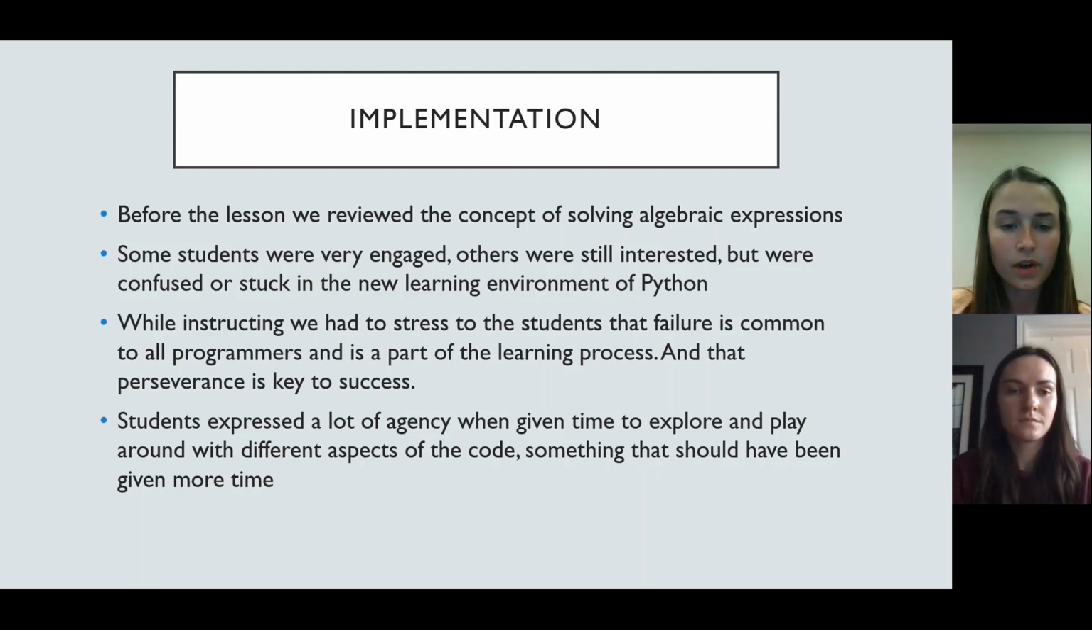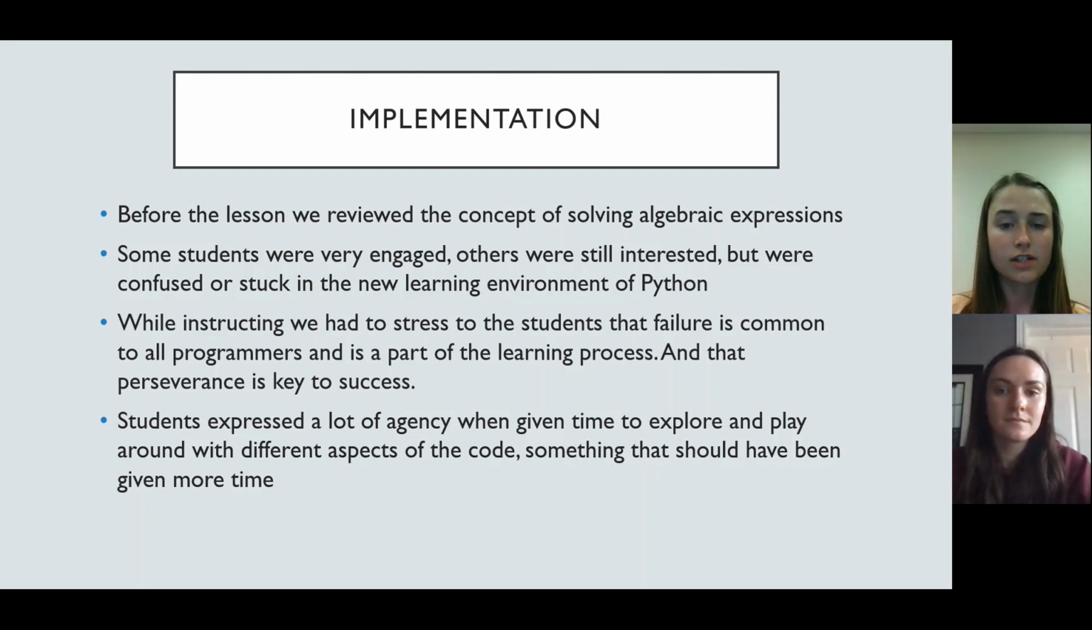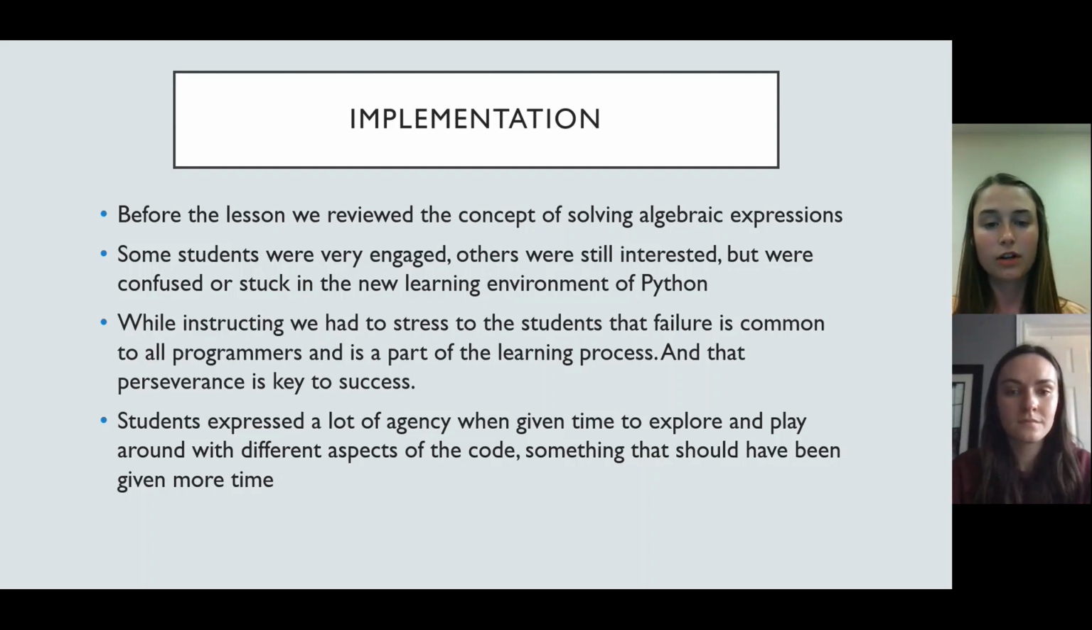While instructing, we had to stress to the students that failure is common to all programmers and is a part of the learning process, and that perseverance is key to success for all programmers, as they will encounter errors in their code regardless of their skill level and need to try to solve these errors. The students also expressed a lot of agency when given time to explore and play around with different aspects of the code, which is something the students need to have lots of time for. Some of the students altered the numbers in the random generator, while others changed the topic of the problem altogether to be about hockey jerseys.